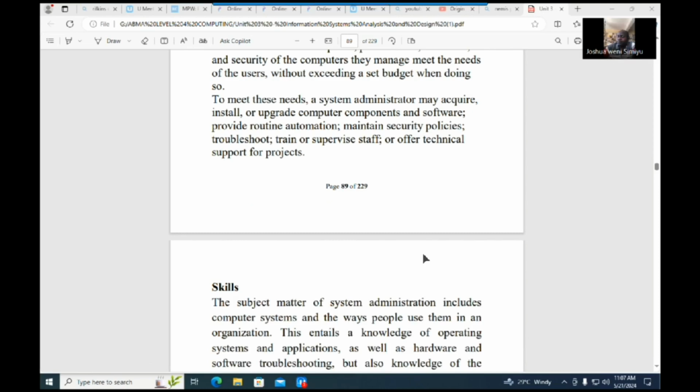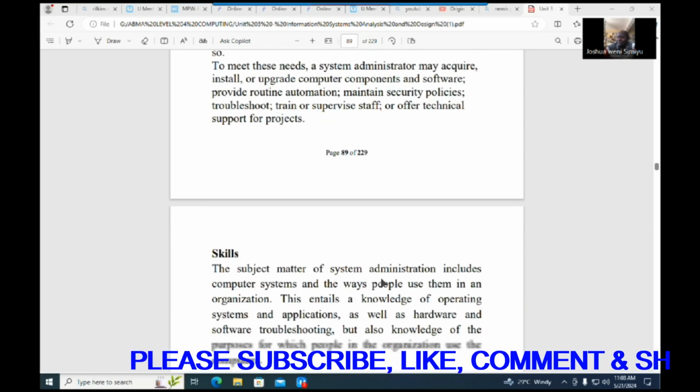To meet these needs, the administrator may need to acquire, install, or upgrade the hardware and software components that are needed for automation. He will need to maintain security policies, do troubleshooting, train or supervise some staff, and offer technical support for projects.